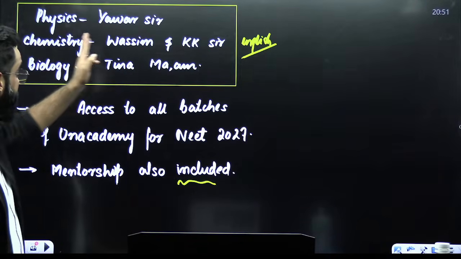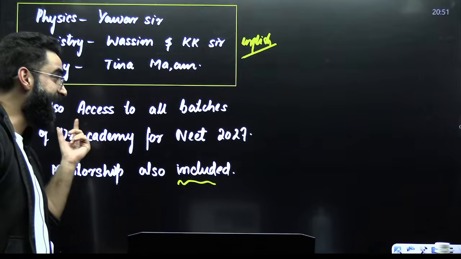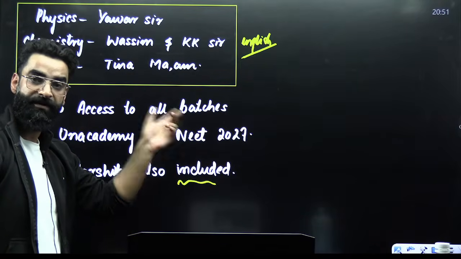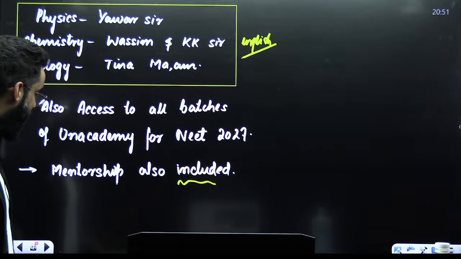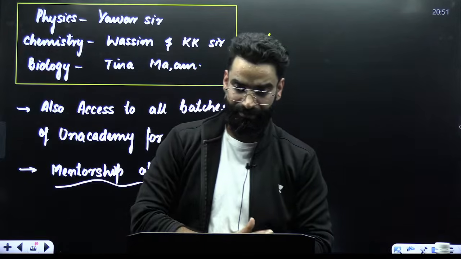Chemistry will be taken care of by me and KK sir. Biology will be taken care of by Tina ma'am. Also, you'll have access to all the batches of Unacademy for NEET 2027, absolutely free of cost. Okay. And no need to worry about the mentorship. Mentorship is also included here in the batch, right?